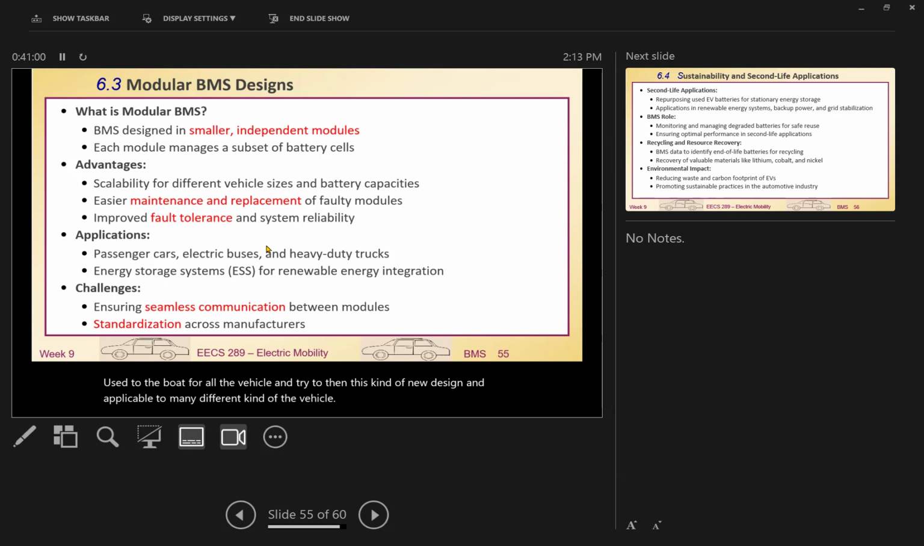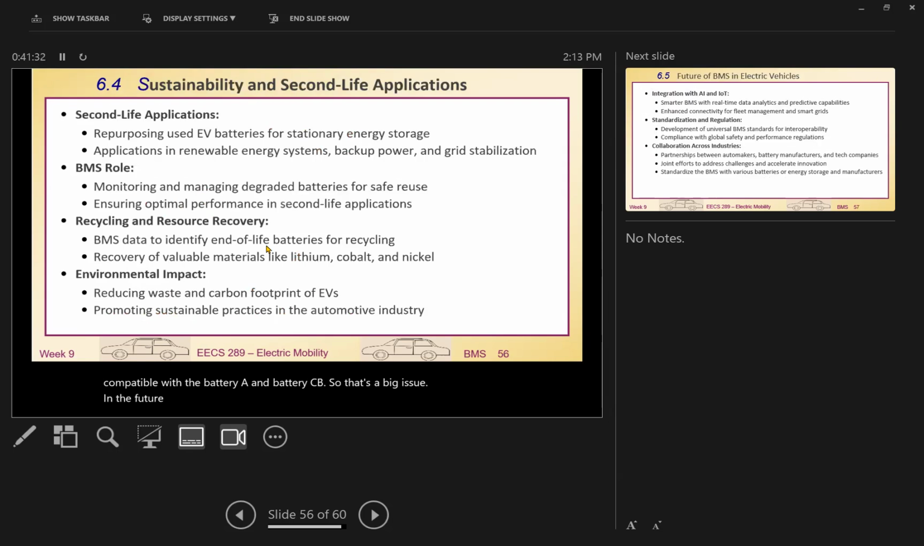But the challenge will be how to make sure that all the different modules can communicate properly without any hiccup. And standardization across different manufacturers will be quite critical. At the moment, there are hundreds of manufacturers of BMS and we don't have any standard. So when we want to get a BMS, the BMS from manufacturer A is not compatible with manufacturer B, and not compatible with battery A and battery B. That's a big issue. So in the future, a standardized modular approach will be needed.